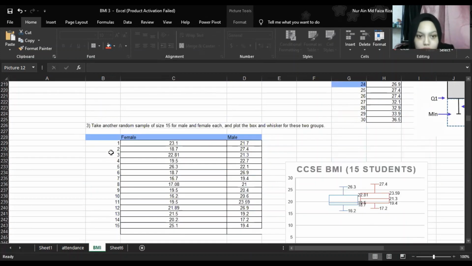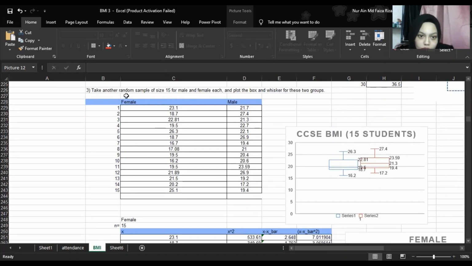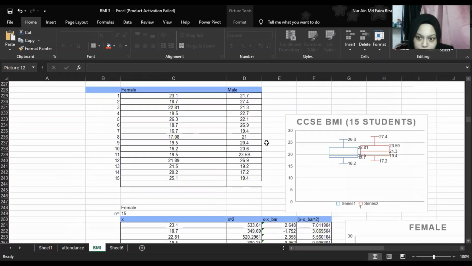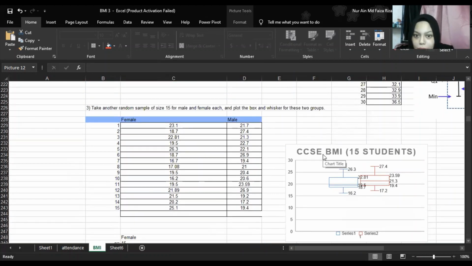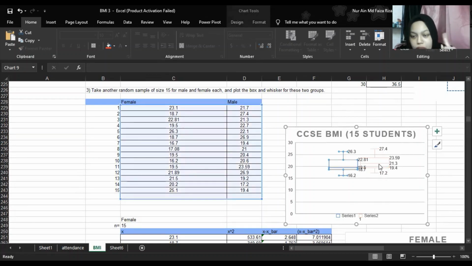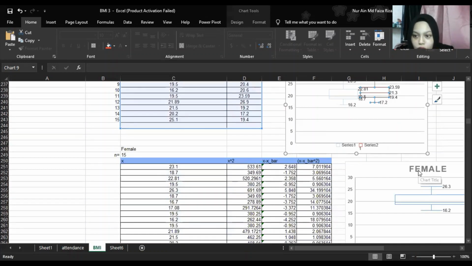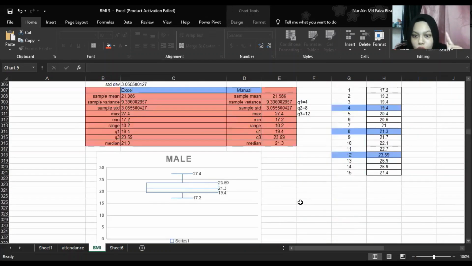Yes, and the final question, which is take another random sample of size 15 for male and female each and plot the box and whisker for these two groups. These are the data that I've taken for female, and this is for male. And this is the box and whisker plot combined for both male and female. The blue one is for female, and the red one is for male. No worries, I've got you covered by doing them separately for female and also male.